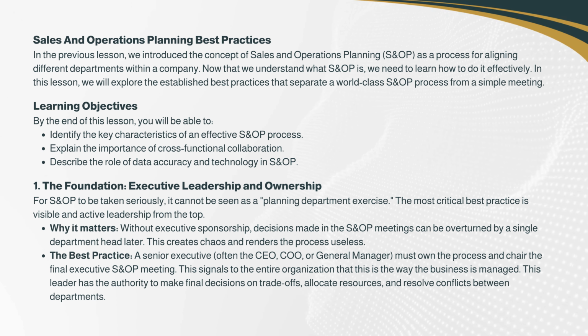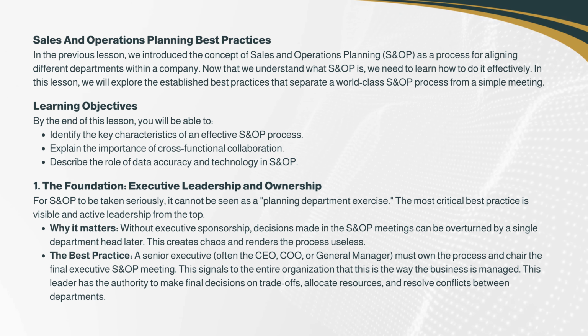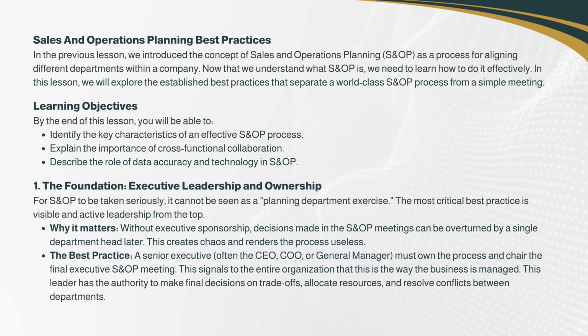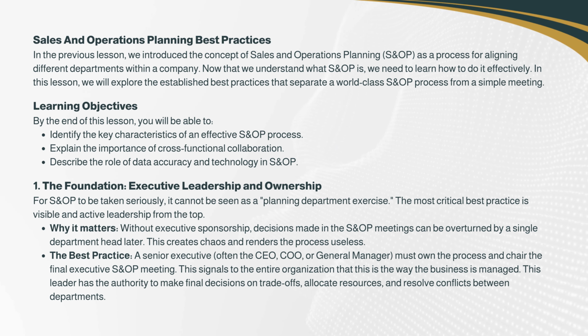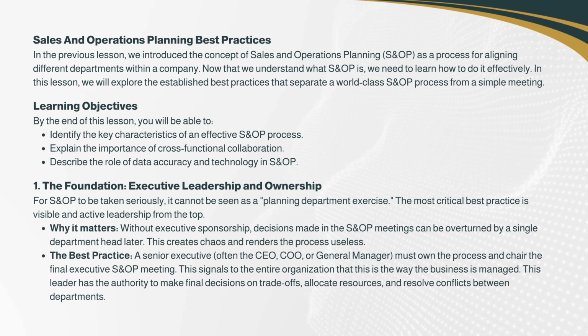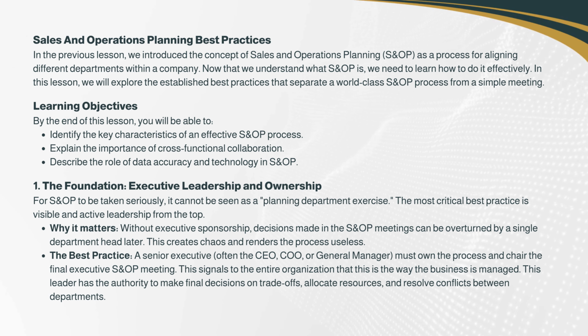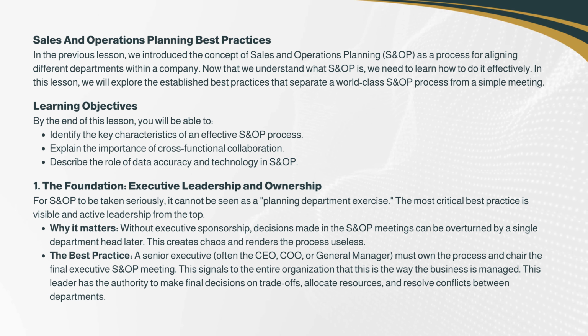The best practice. A senior executive, often the CEO, COO, or general manager, must own the process and chair the final executive S&OP meeting. This signals to the entire organization that this is the way the business is managed. This leader has the authority to make final decisions on trade-offs, allocate resources, and resolve conflicts between departments.